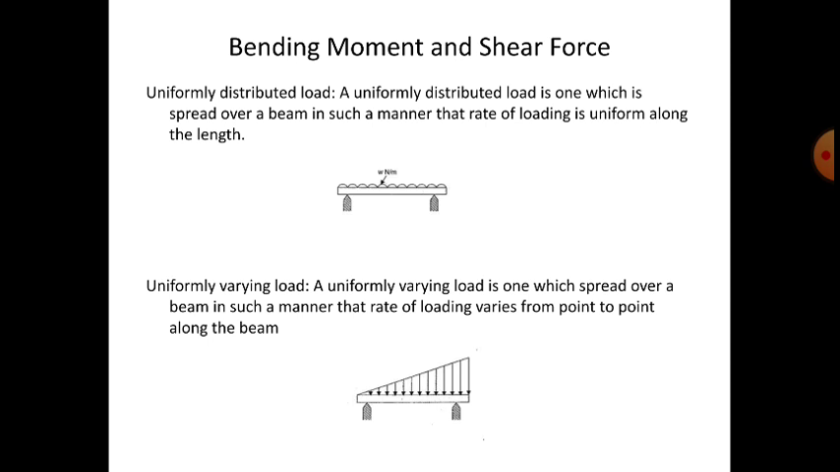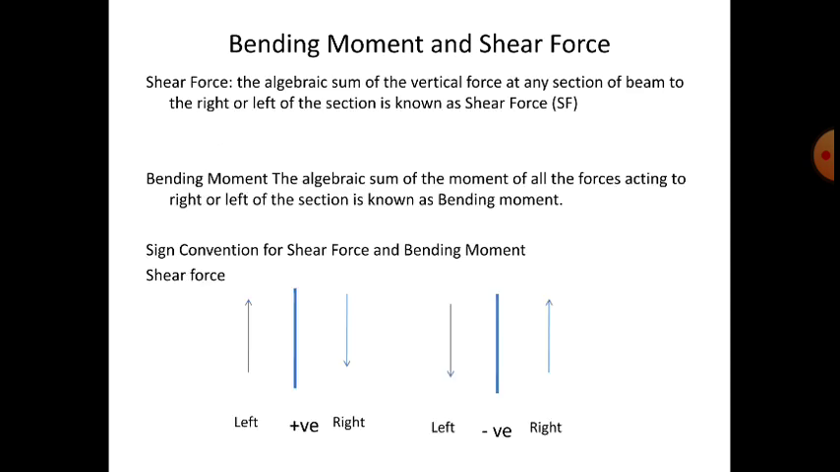The next type is the uniformly varying load, where the loading is going to vary along each section of the beam, along the length of the beam. Such a load is called uniformly varying, where the rate of change of loading will be uniform, but it will be increasing. It will not be constant, it will keep increasing from one point to another point of the beam. That type of loading is called uniformly varying load.